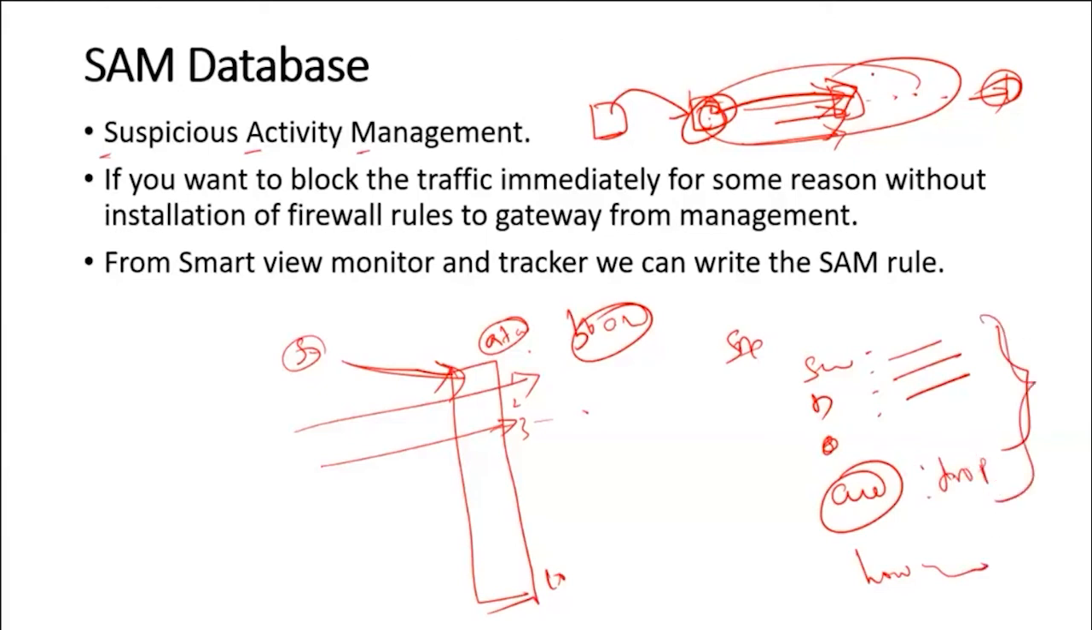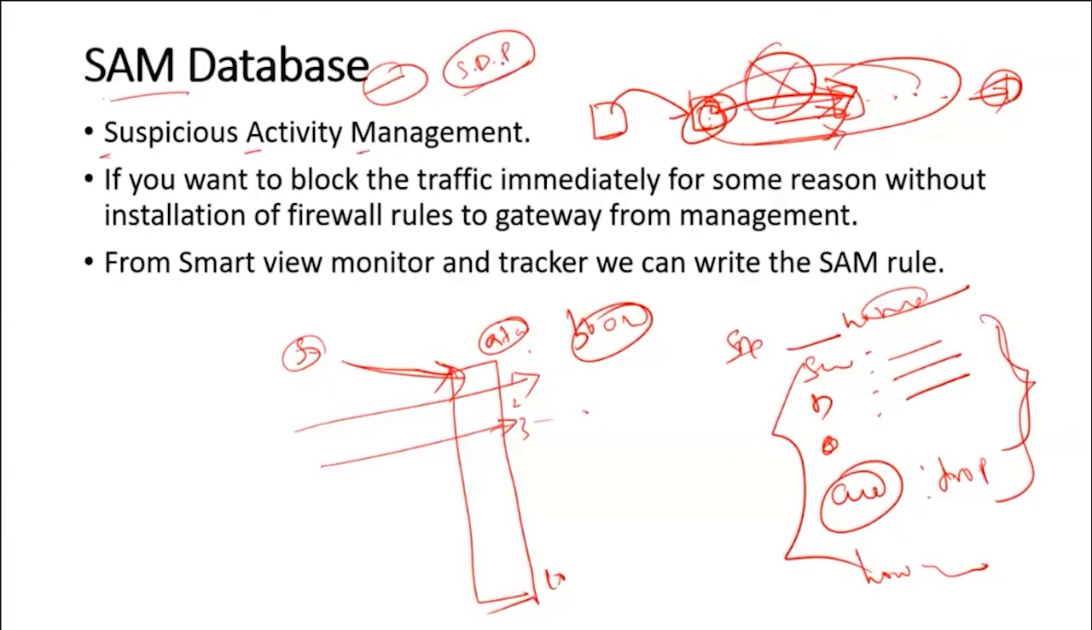Before, we had to install the policies. But if you write the rules in the SAM database, there is no need of installing the policies. Directly it will be applicable. Clear? SAM database is nothing but suspicious activity management. It is also a database of source, destination, and ports. But the difference is, if you write a normal firewall rule, we have to install the policy. But if you write a rule in the SAM database, no need of installing the policy. It will be directly applicable to the firewall.